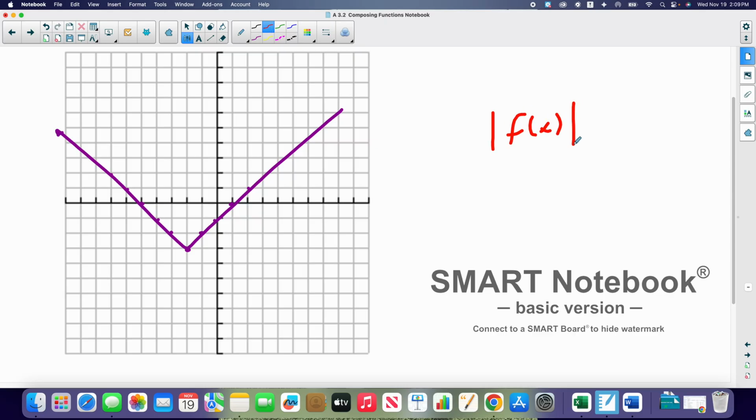So I asked you to do the absolute value of f of x. That's the graph that we had originally. So if I applied the absolute value to this, what happens?